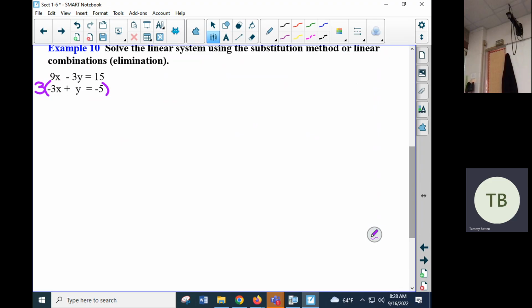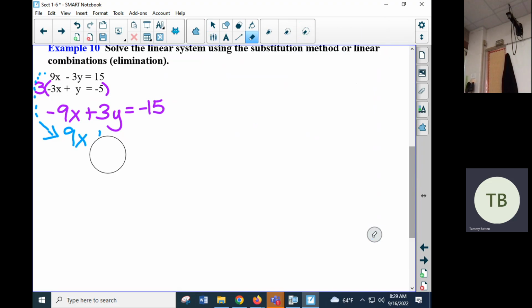Okay. 3 times the negative 3x is negative 9x. You multiply the 3 by all of the terms, even the negative 5. So 3 times y is 3y. 3 times the negative 5 is negative 15. Then I'm just going to take this one and write it below. So 9x minus 3y equals 15.